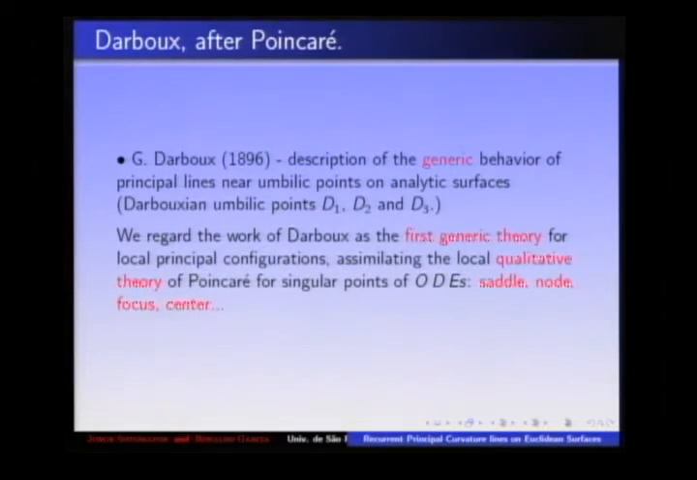of Darboux, because he uses very strange coordinate charts, that are not à la mode anymore, to study the umbilic points. So let me see what I am writing here. We regard Darboux as the first generic theory for local principal configurations, assimilating the local qualitative theory of Poincaré for singular points of ordinary differential equations: saddle, nodes, focus, and centers. No?